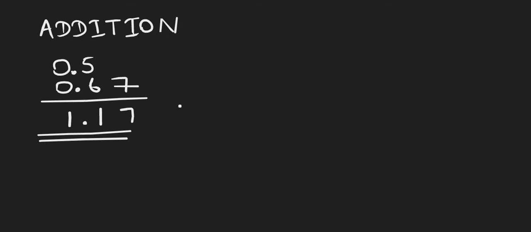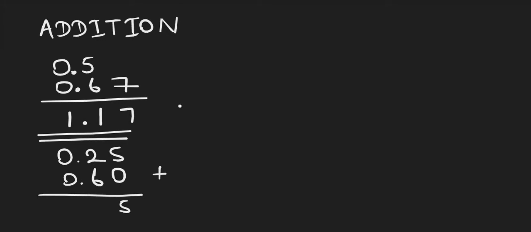Look at example number 2, 0.25 plus 0.6. Now 0.6 can be written as 0.60. Therefore you can directly say 5, 8, 0 plus 0 is 0, so 0.85.